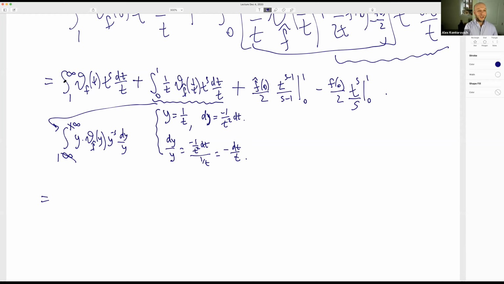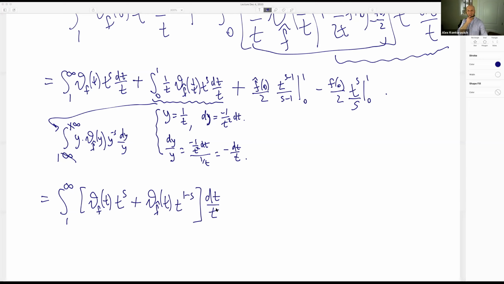And now we can actually combine the first two terms because they're of the same general shape. We have an integral from 1 to infinity of theta f of t times t to the s, plus theta f hat of, let's change the variable back to t, times t to the 1 minus s, dt over t. Does everybody see that?